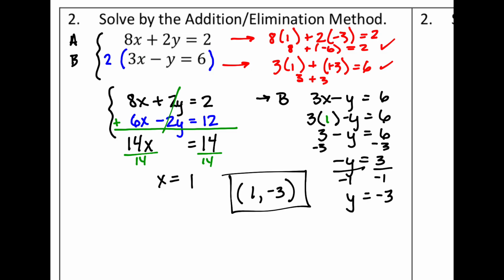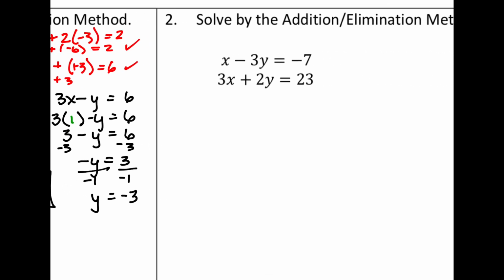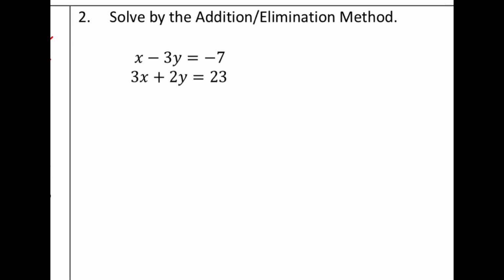Okay, is the substitution, that red part, necessary? No. Is it helpful? Absolutely. All right, so go ahead and try yours. You're going to have to multiply by something to get one of the variables to cancel since it's not ready to go right now.